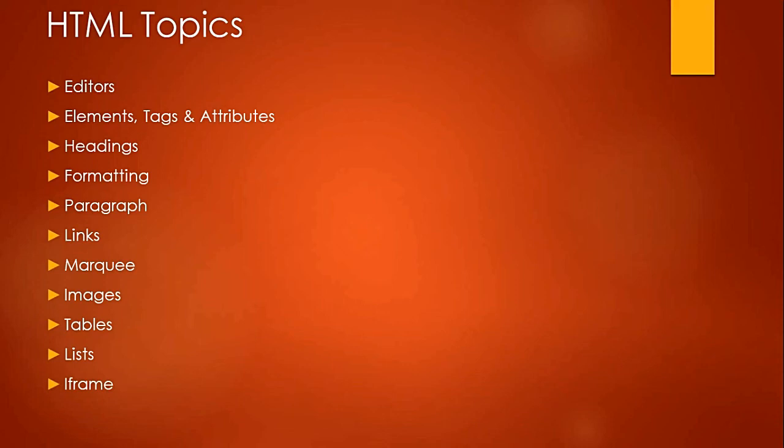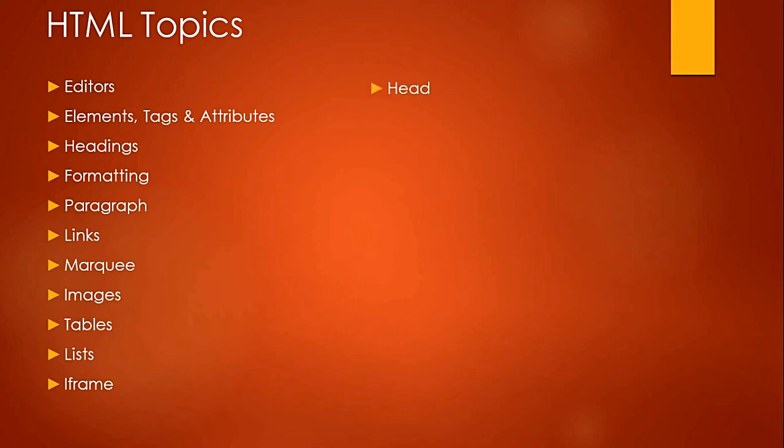Iframe. The HTML iframe tag specifies an inline frame. An inline frame is used to embed another document within the current HTML document. Like if you want to embed a YouTube video, you can use iframe. If you want to embed Google Map in your HTML page, you can use iframe as well.